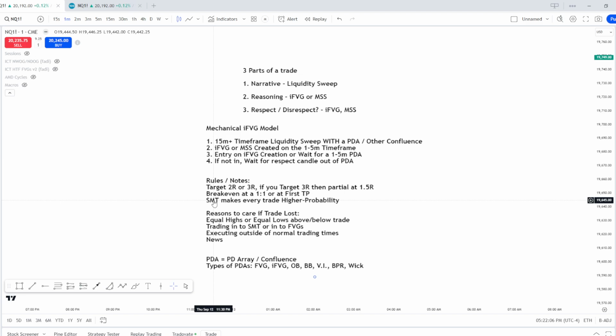Another thing to note, SMT makes nearly every single trade higher probability. So if you're looking at a trade and you don't have SMT and you're not very confident in it, that may be a reason to stay out.